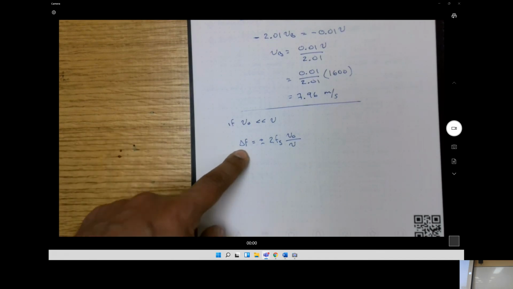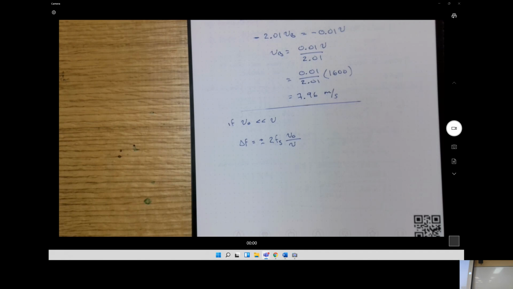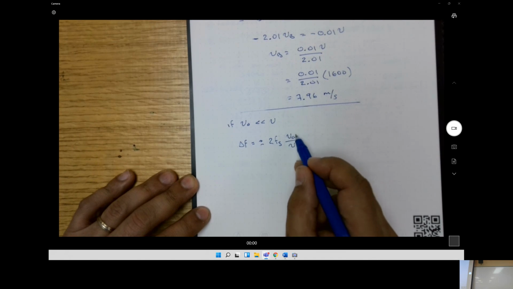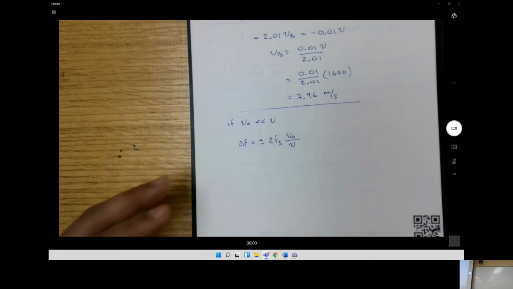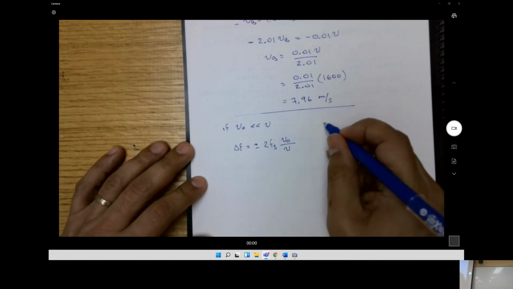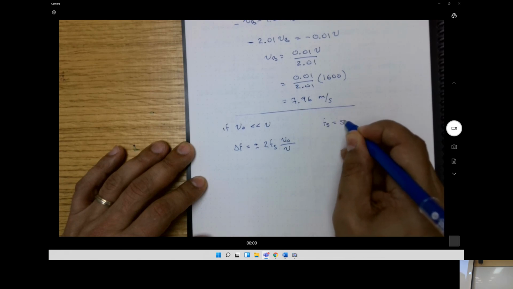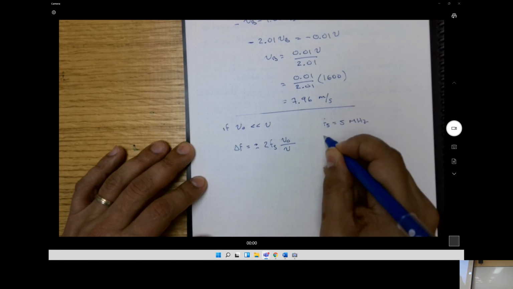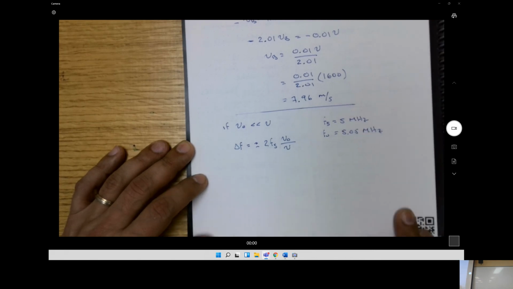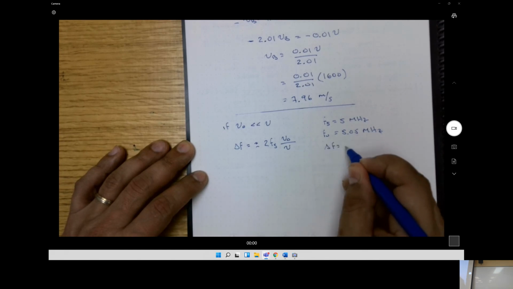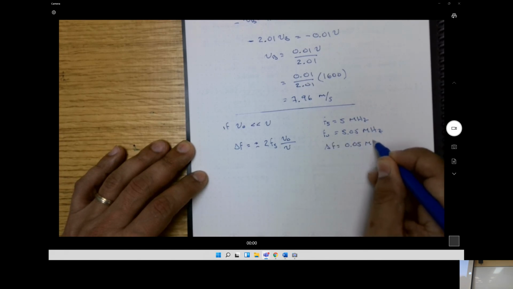Okay, so delta F will be that difference between the frequency that you send and the frequency that you receive. And this is going to be the frequency of the source. This is the velocity of the object, and this is the velocity of the wave that you are receiving. Plus minus is going to depend whether you have an increase in frequency or a decrease in frequency. Okay, so let's do the problem that we have right now. So I have Fs to be 5 megahertz, and the frequency of the echo is 5.05 megahertz. So delta F is going to be 0.05 megahertz.